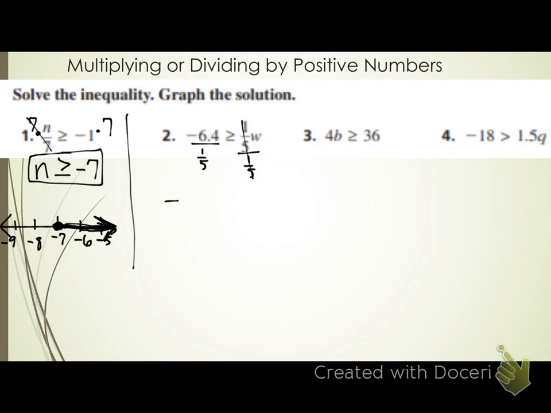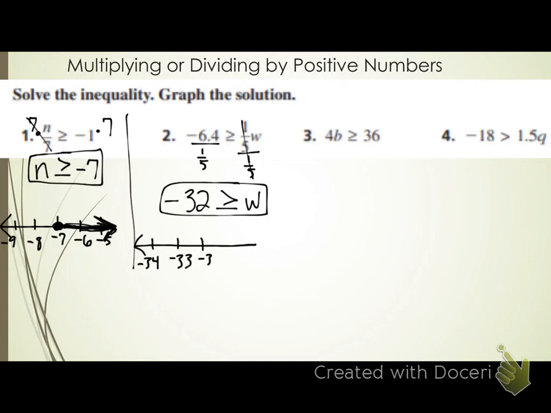What did we say? Negative 32. Symbol, flip, or stay? Stays the same. w is now by itself. Open or closed circle on negative 32? Closed. Shading which way? To the left.